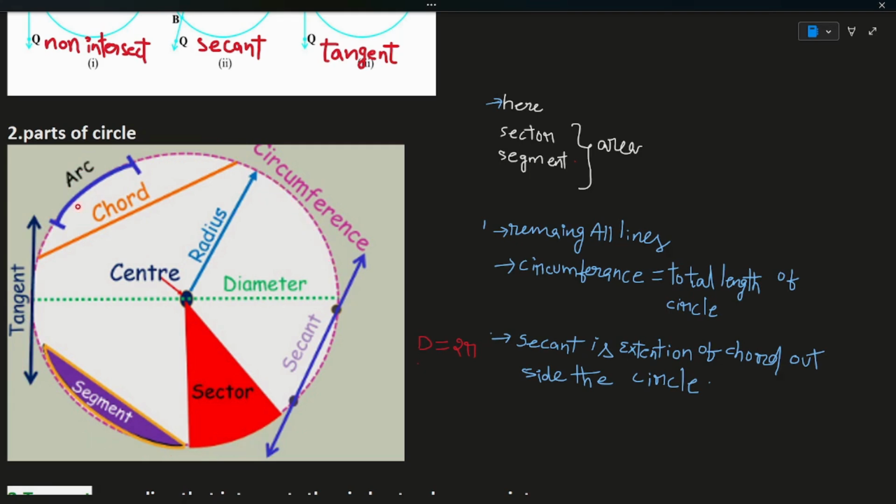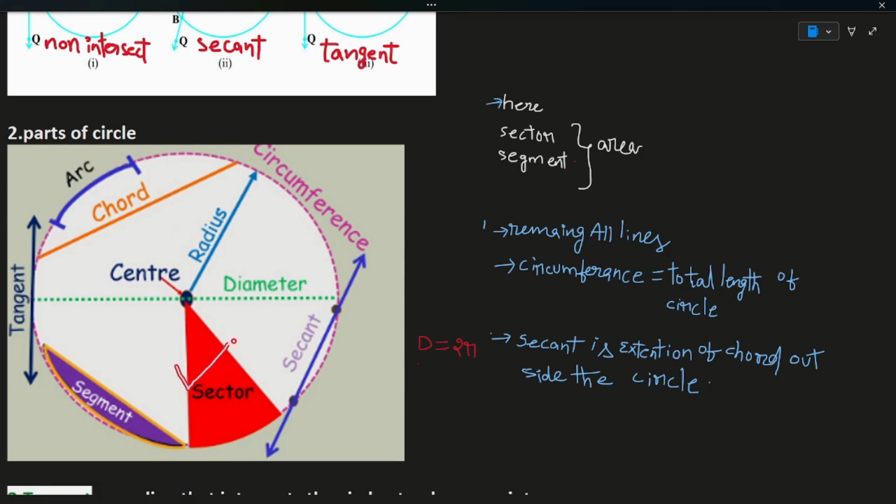What is the arc? An arc is simply a curved figure which is located on the circle. Okay, see, this is not a straight line. Observe this blue line. This is not a straight line, but it is a curve which is also located on the circle. So I can call it an arc.